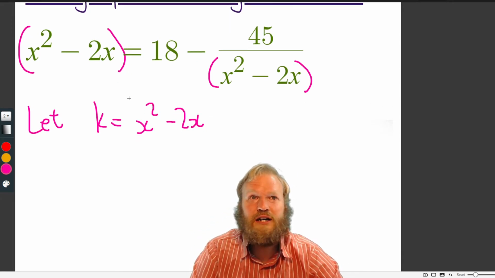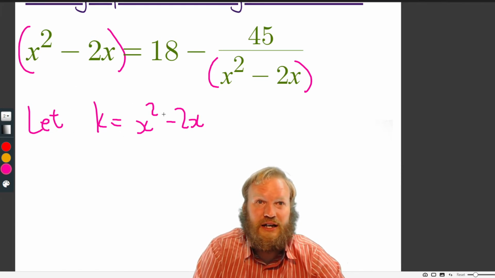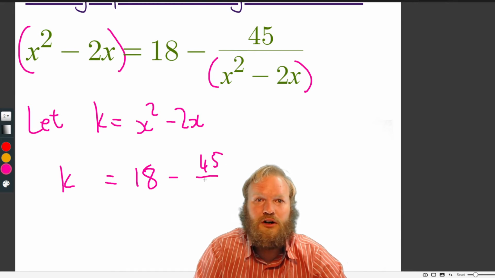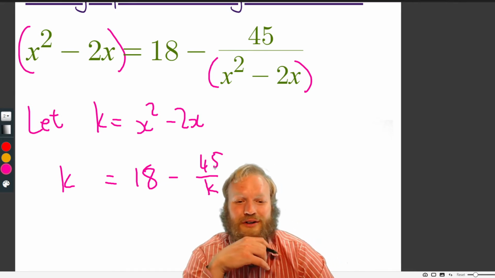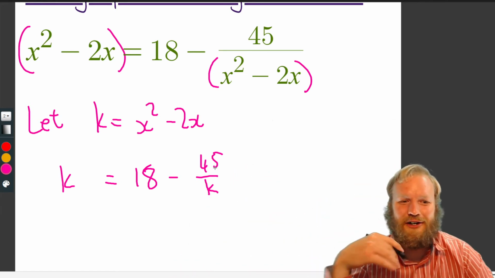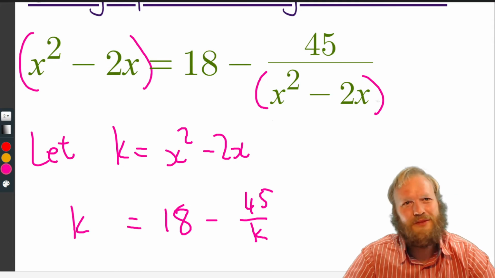And now let's rewrite this equation again. But anytime we say x squared minus 2x, we're going to write k. So that thing there is k equals 18 minus 45 over k. Whew. Don't you just have a sense of relief at that, going, that seems a whole lot cleaner, right? Not cleaner, but it looks like an easier one to solve. Okay, I think it does.